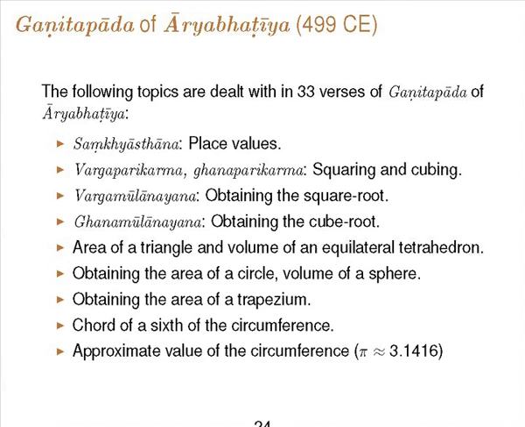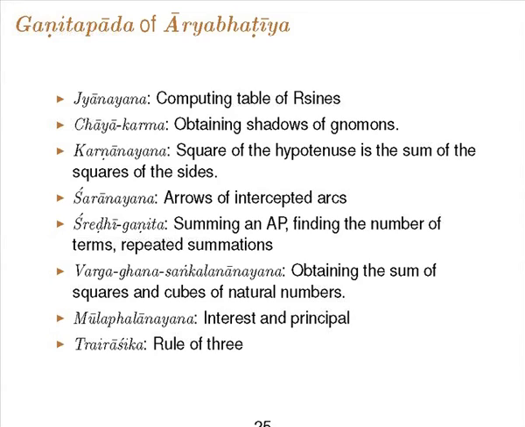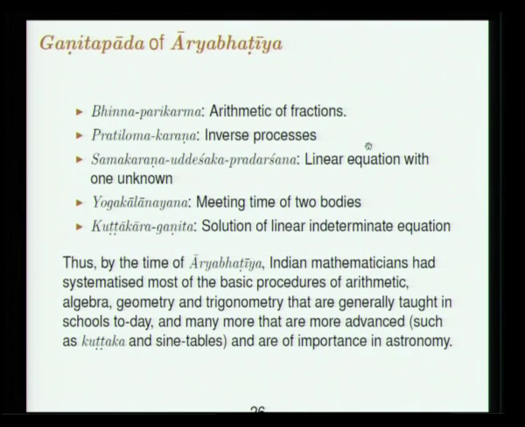Now, by the time we come to Aryabhatiya in 500 CE, it discusses what is called parikarma, logistics, methods of calculation: square, square root, cube, cube root, areas of triangle, circle, trapezia, approximate value of pi, computing sine tables, problems to do with the intercepted arcs in a circle, progressions, rule of 3, arithmetic of fractions, and finally something very interesting called Kuttakara, which was perhaps Aryabhata's own invention, which is the method of solving linear indeterminate equations.